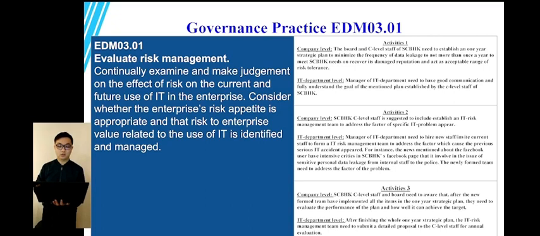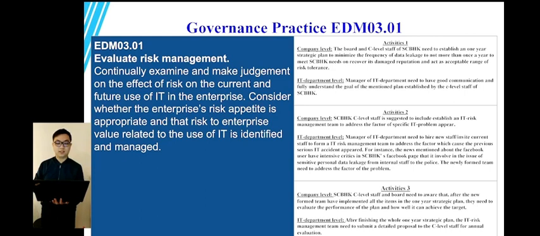03.01, and I will illustrate all activities with the points of view from both the company level and the IT department level. In the first activity, at the company level, the C-level staff need to minimize the frequency of data leakage to no more than once a year to meet the needs of recovering its damaged reputation and act within an acceptable range of risk tolerance. For the IT department, the manager needs to have good communication and fully understand the goal of the plan established by the C-level staff of the bank.